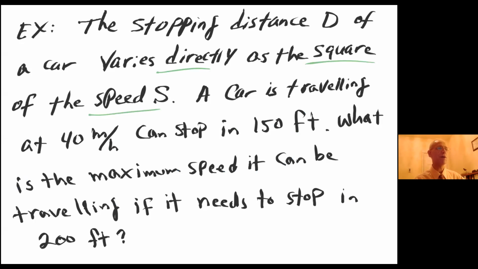So now we have a car that is traveling at 40 miles an hour, and is capable of stopping in 150 feet. What is the maximum speed it can travel if it needs to stop in 200 feet? Okay, so let's go to the next page.